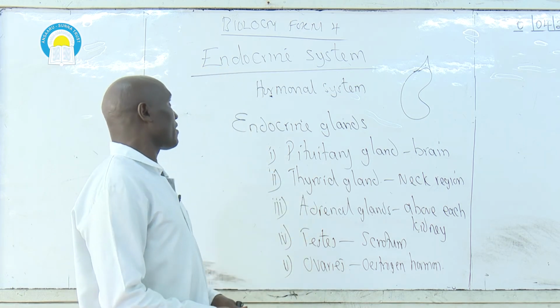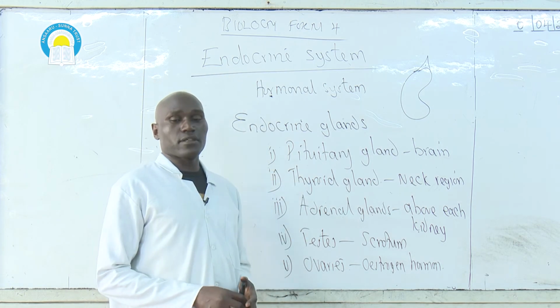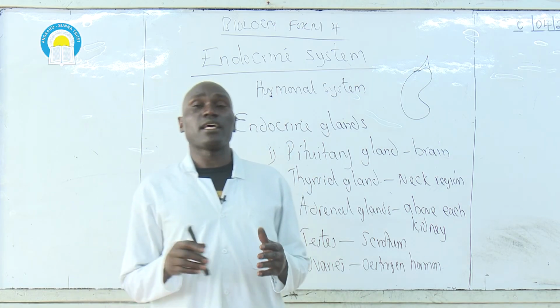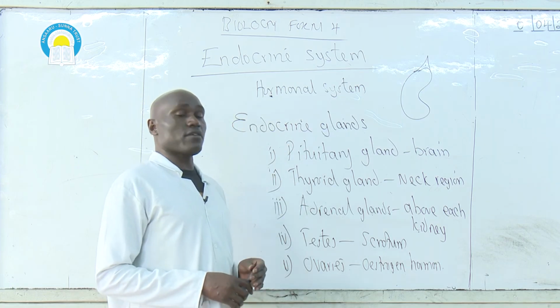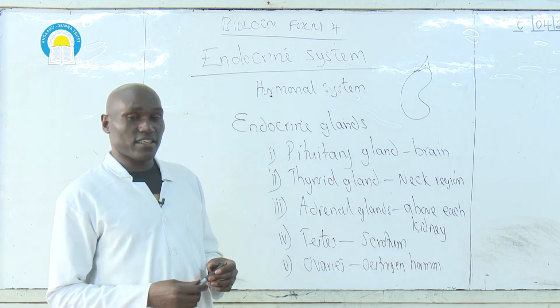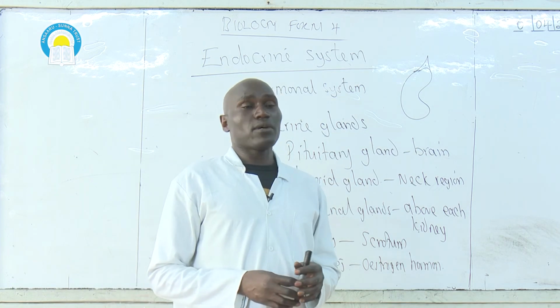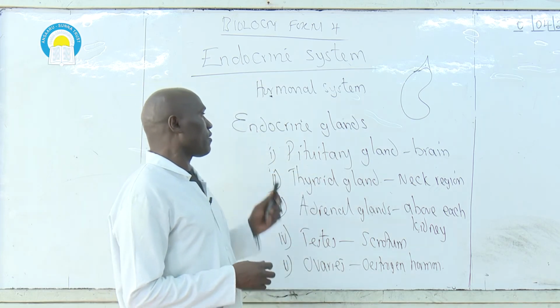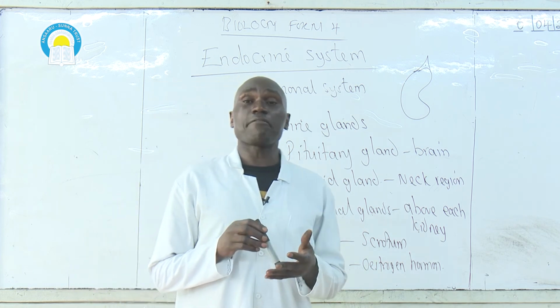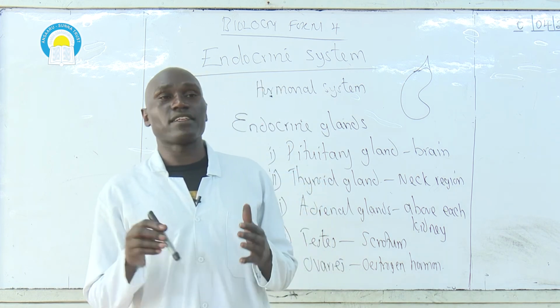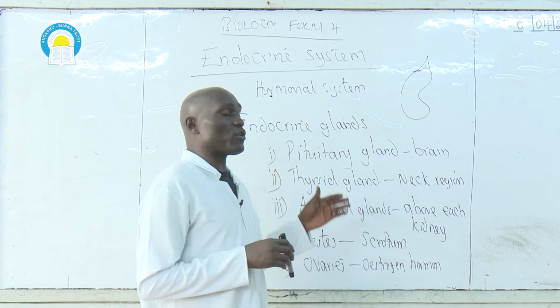So there is a diagram of the male and female body that shows exact locations of various types of endocrine glands. Then we will look at some of the endocrine glands, their secretions and effects of the secretions. The secretions in this case, we are talking about hormones.